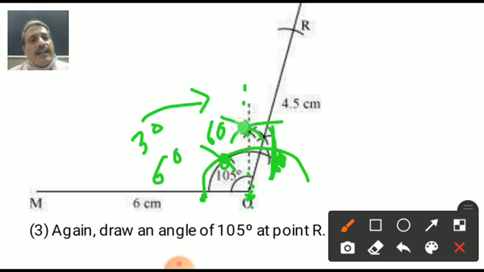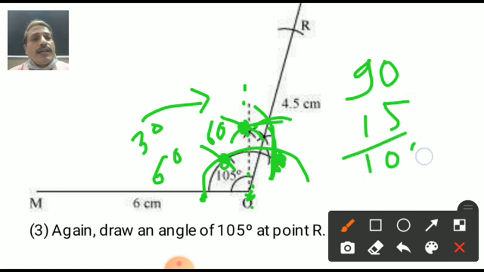So now from this 90 degree point, draw an arc. From this 120 point, draw an arc which gives you exactly 105, because 90 plus 15, 105 degrees. Is it not? Yes, student, you are right. I forgot to put the degree sign. Now join this one, and from point O, draw an arc of 4.5 centimeters on this line, which will cut at point R. Now again from R you have to draw an angle of 105.